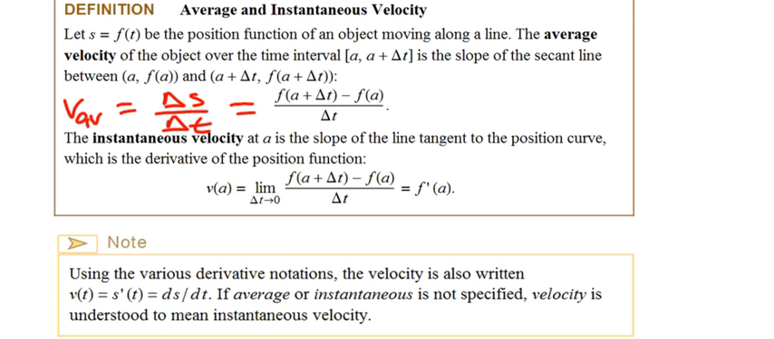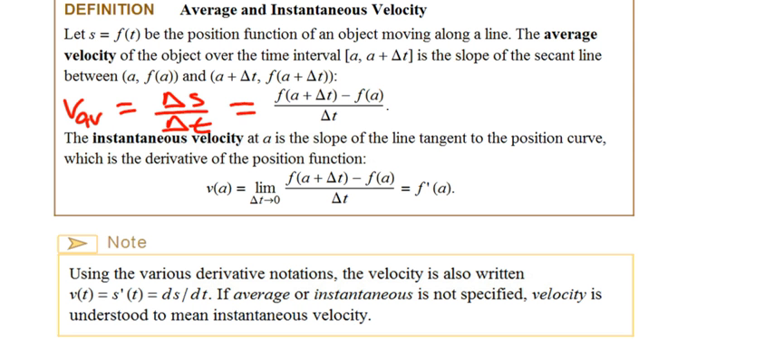We have the definition for the average and instantaneous velocity. Let s be the position function again. The average velocity is the slope over an interval, where we started at some value of a and, from a, some time later that we changed, where did we end up. It's the secant line slope between these two points. So the average velocity is equal to delta s over delta t, which is in a sense the same thing as the slope.